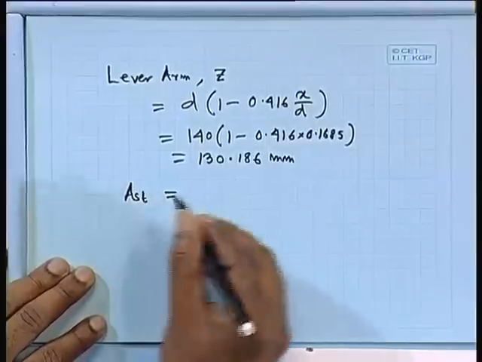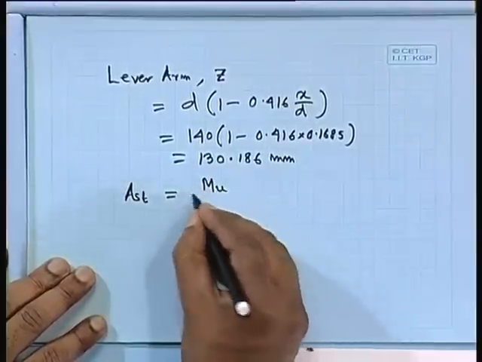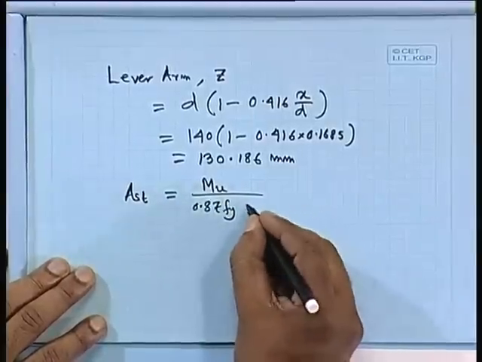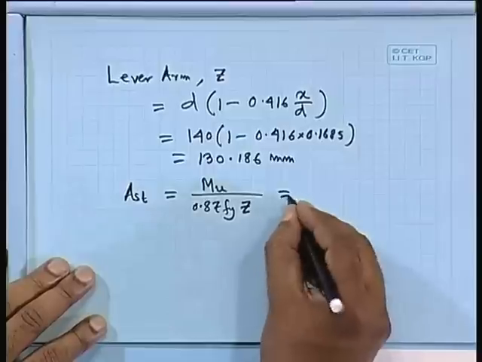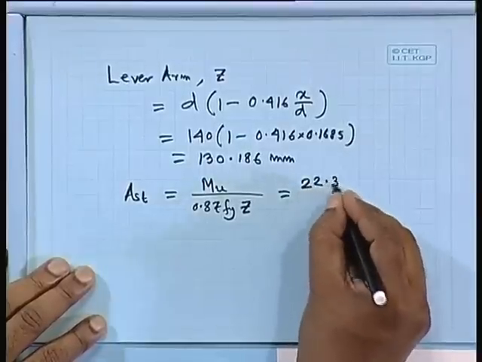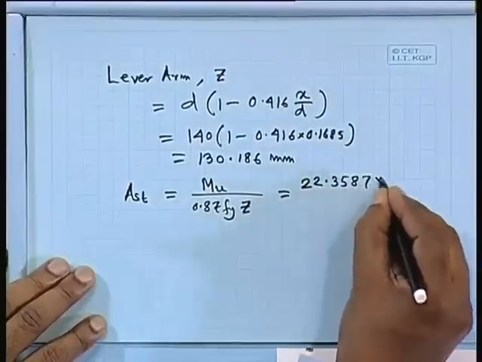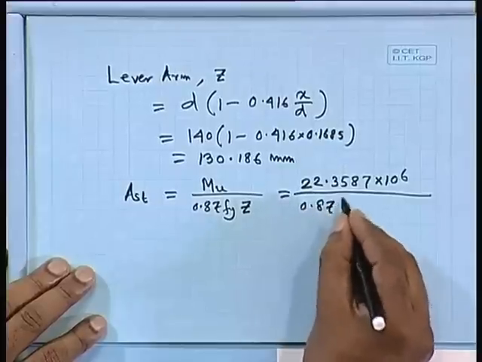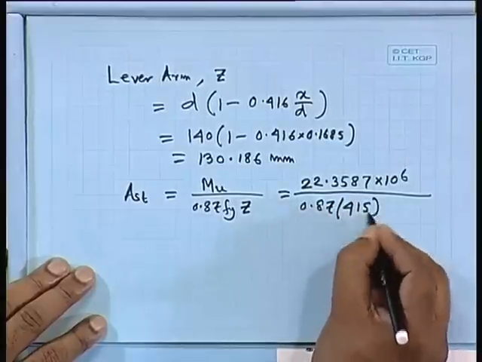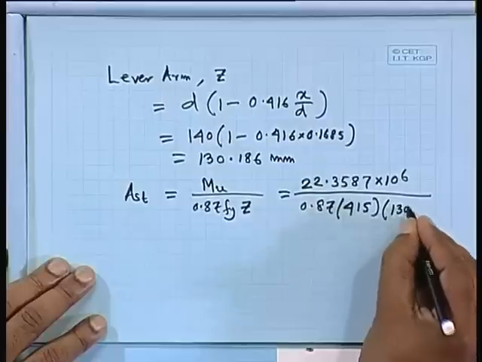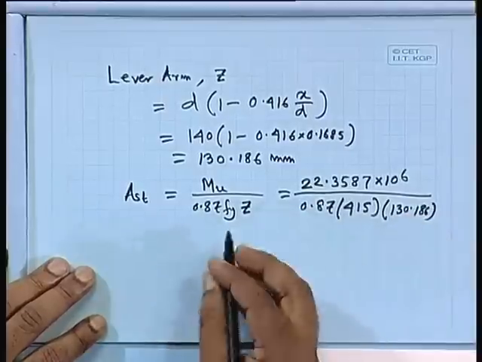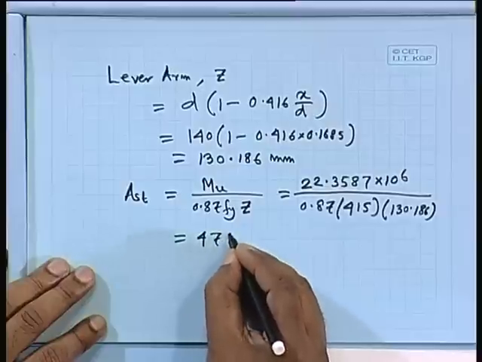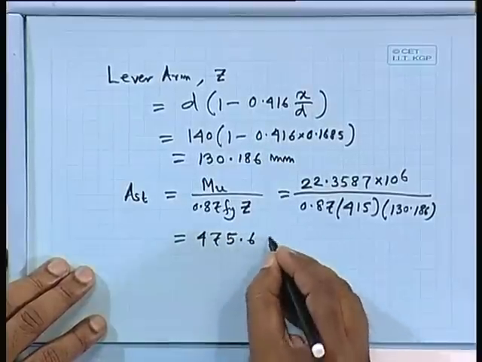What about then the area of steel? Area of steel equals Mu by 0.87 Fy times Z, which equals 22.3587 into 10 to the power 6 divided by 0.87 times Fe 415 times 130.186, which comes as 475.6 millimeter square.